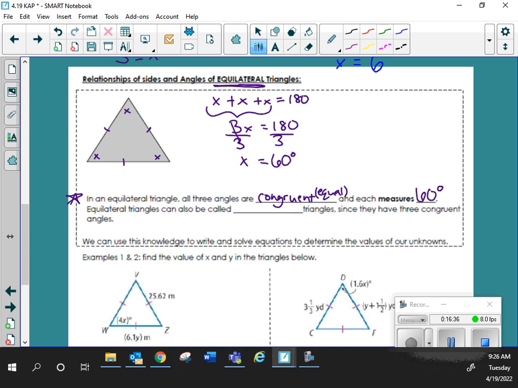So always acute. Okay, so equilateral triangles can also be called, y'all ready? This is an even spicier word. Okay, not just equilateral, but they can be called equiangular. Okay. Break it down. Equal, angular. Equal angle.